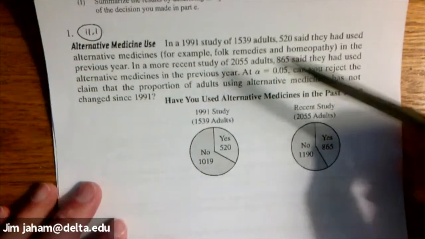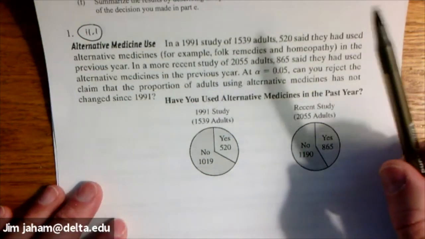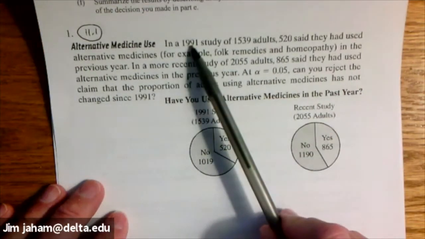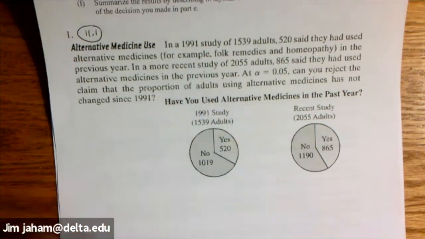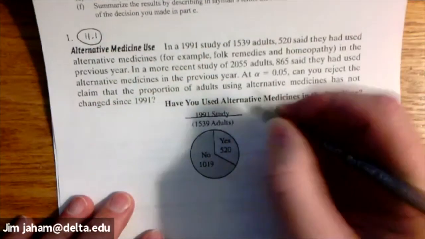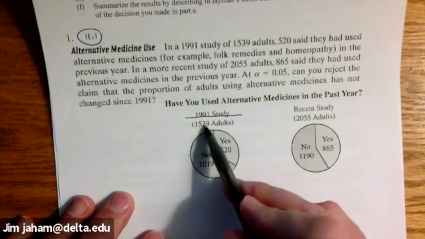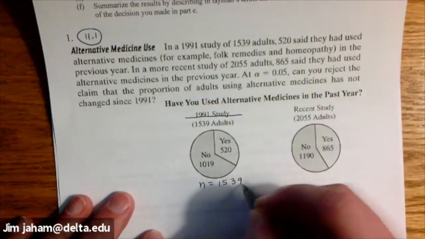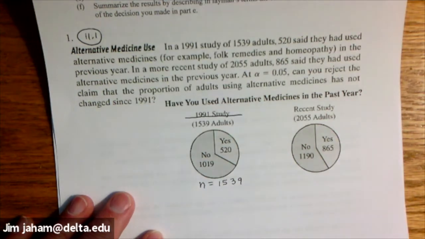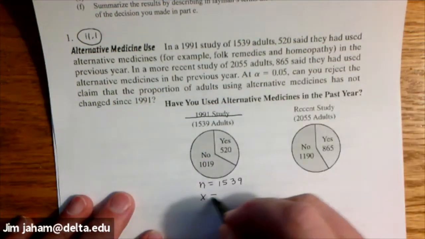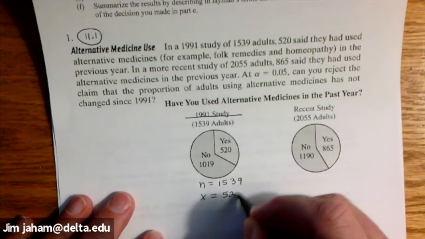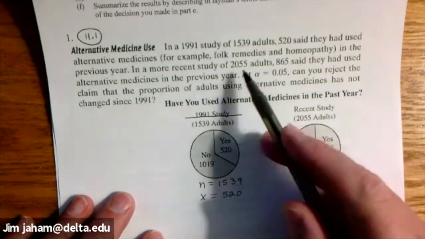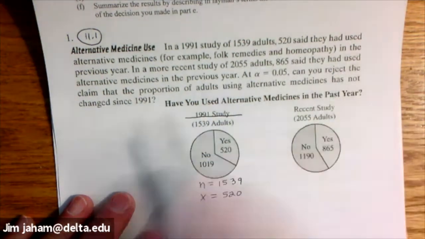The problem is about alternative medicine use. This is another one where they compare something from several years ago, 1991. So here's the 1991 study, and they had 1,539 adults participate. Of them, 520 said that they had used alternative medicines, folk remedies, homeopathy in the previous year.